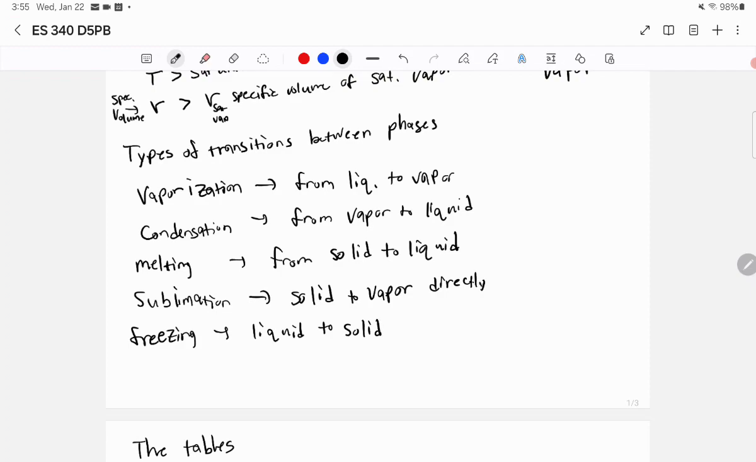Okay, so sublimation and freezing and melting, we're not going to deal a ton with these kinds of things because we're really going to be focused on vaporization and condensation for most of the things in this course. But of course it is good to know about these other kinds of changes that can happen in the states.